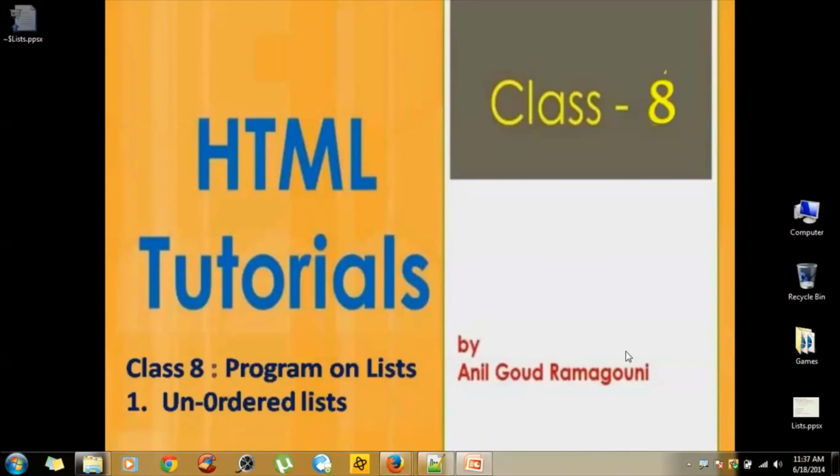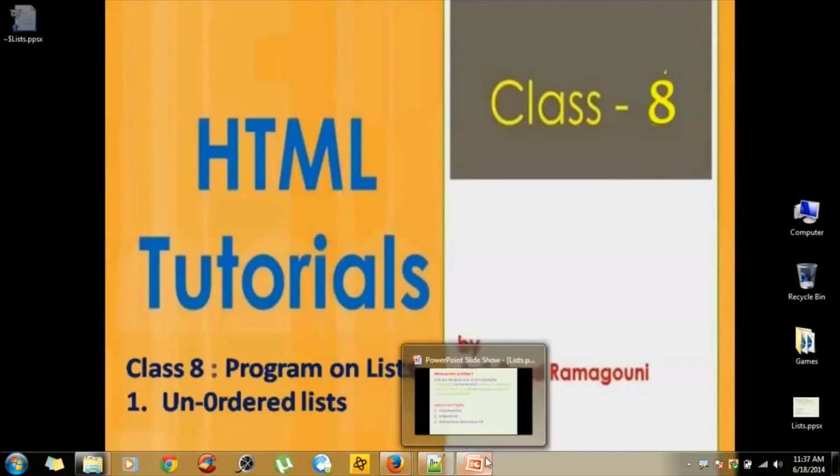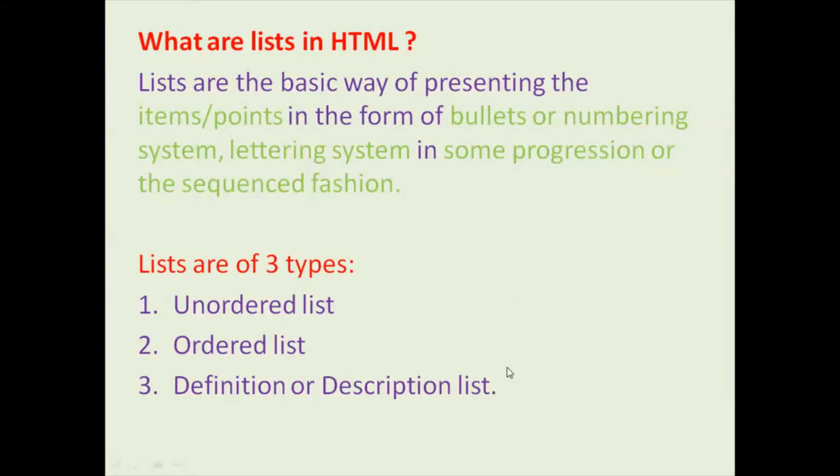Today I am going to teach you about lists in HTML, and there are various lists available in HTML that we are going to discuss. If you go with our deck, what are lists in HTML? Lists are the basic way of presenting items or points in the form of bullets, numbering, or lettering in some progression or sequenced fashion.